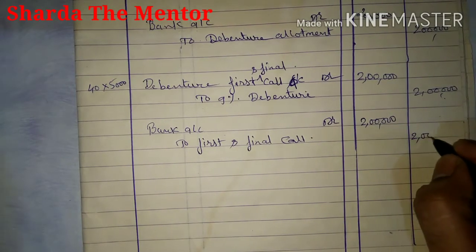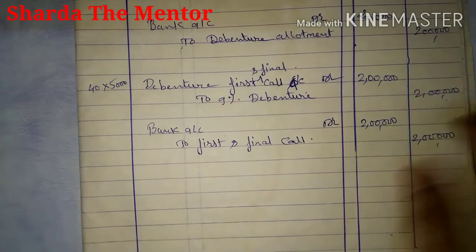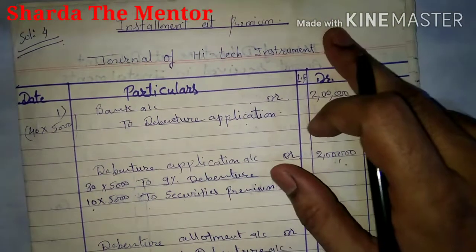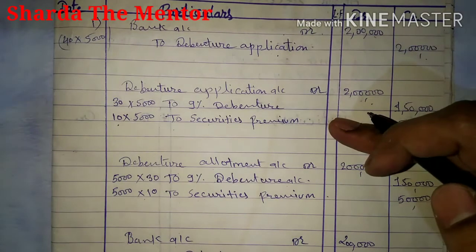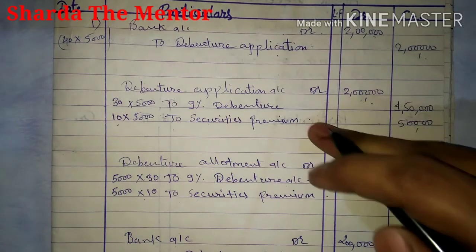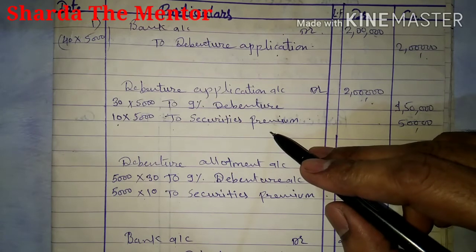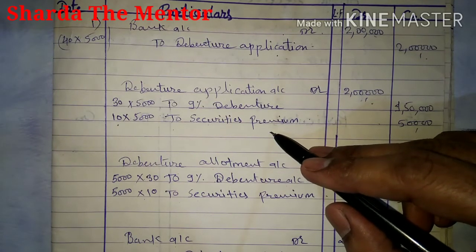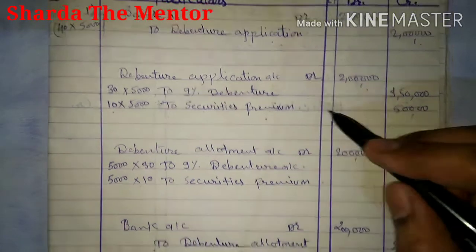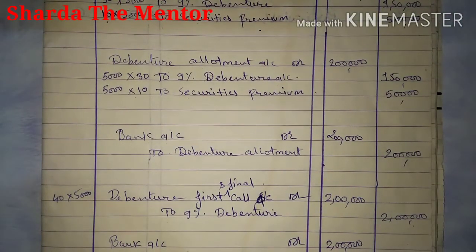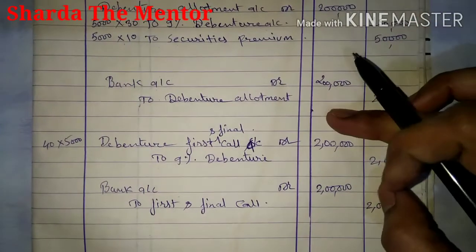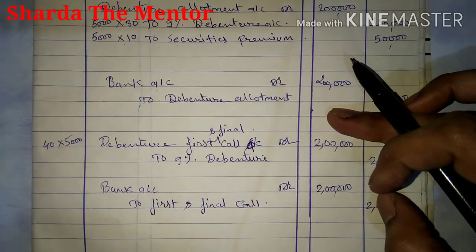So that is the case when the installment includes the premium. The first entry is bank to debenture application. After that, debenture application to 9% debenture, and securities premium, which we always pass with the due entry. And after that, because allotment is due, the company will intimate you, and then the debenture holder will pay the amount.